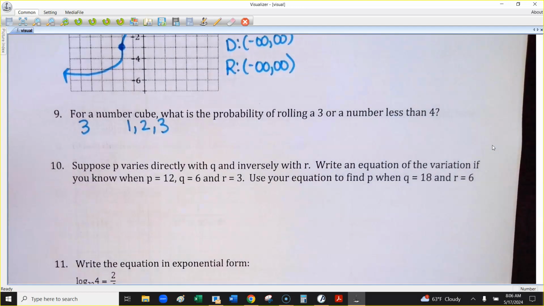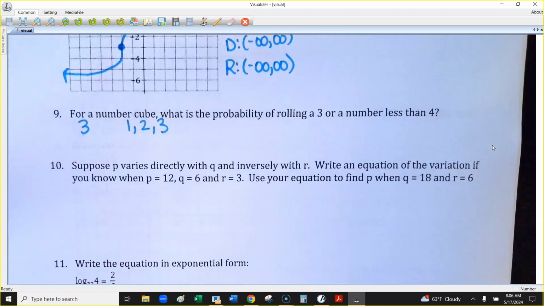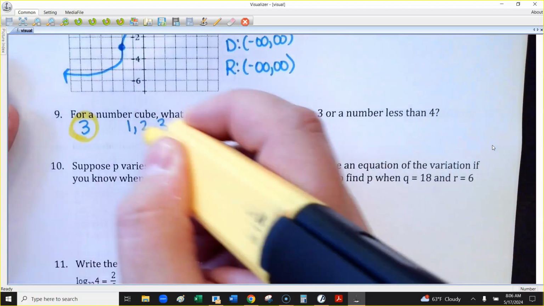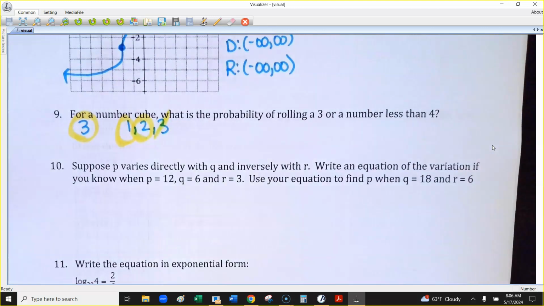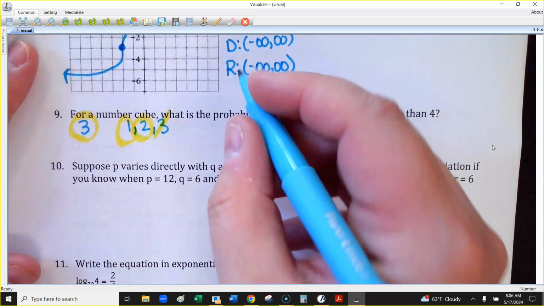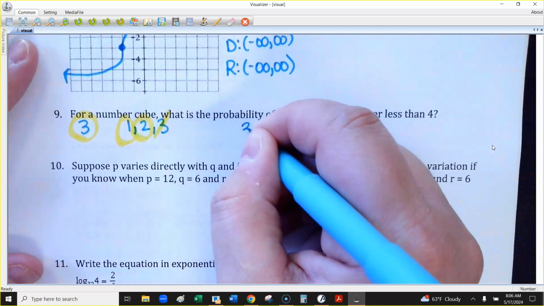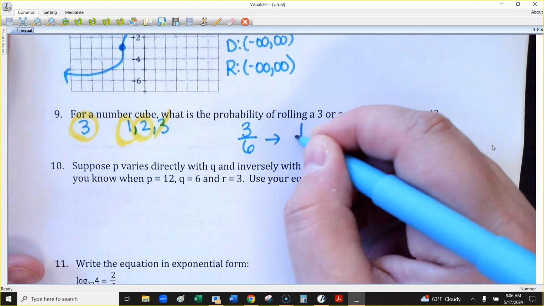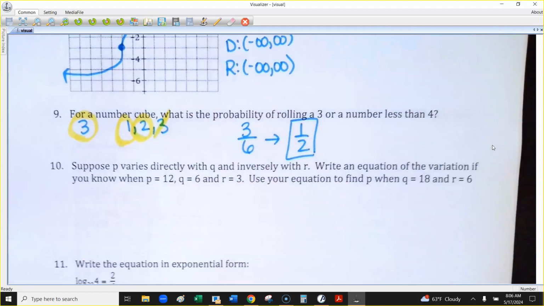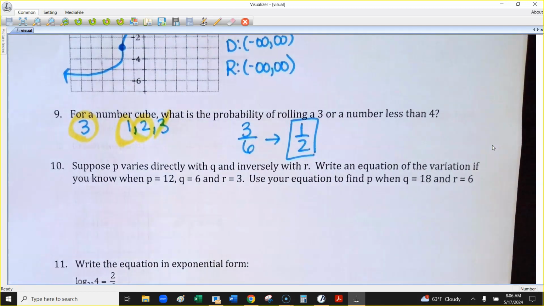Okay, now I want to see here how many of these are different, because the 3 falls into both of those categories. You don't want to count that twice. I know it's in both categories, but don't count that twice. It's like an overlap. So out of that, there would be 3 out of 6 possible things that you would have on a cube. So this would just be, probability would be 1/2 there. So I said 3 or a number less than 4. 3 falls into both of those categories. You don't want to count it twice.